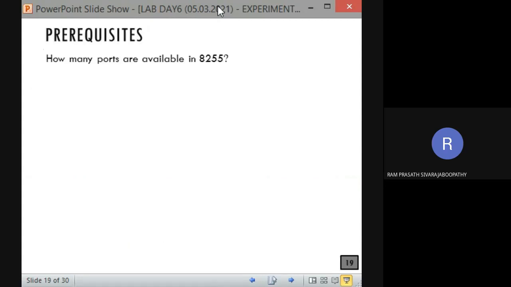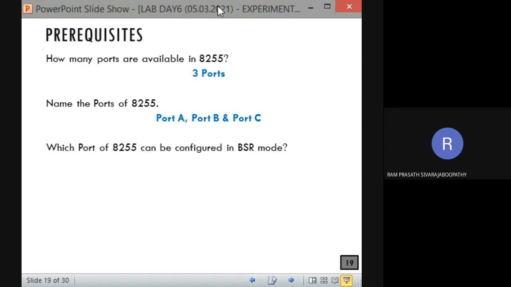How many ports are available in 8255? How many ports? Yes, very good. 3 ports. Name the ports of 8255. என்னென்ன போர்ட்லாம் இருக்கு 8255 ல? Yes, port A, port B and port C. Very good. Then which port of 8255 can be configured in BSR mode? Which is the only port we can configure in BSR mode? Yes, port C. Very good.